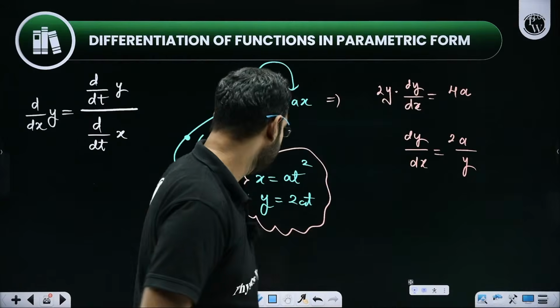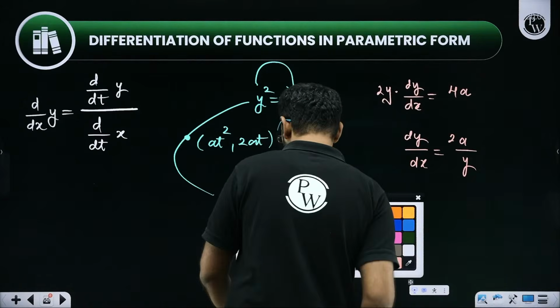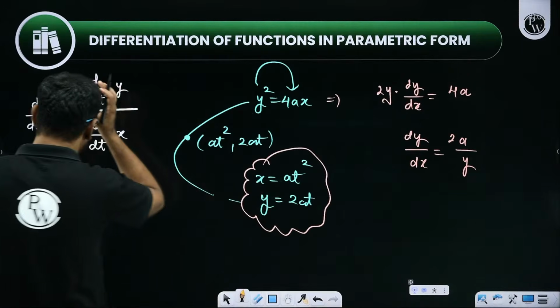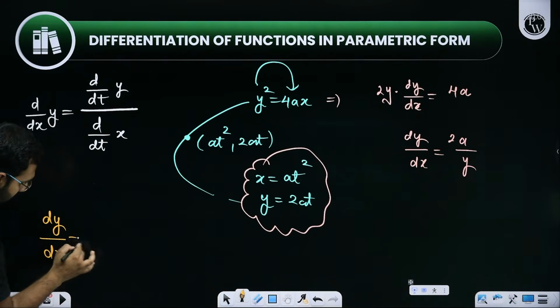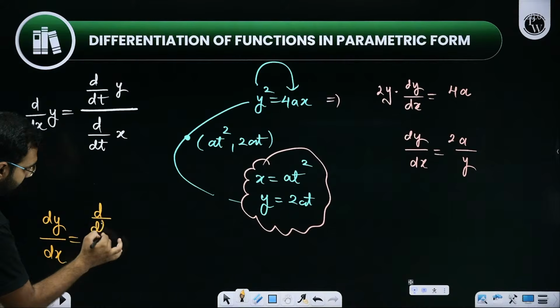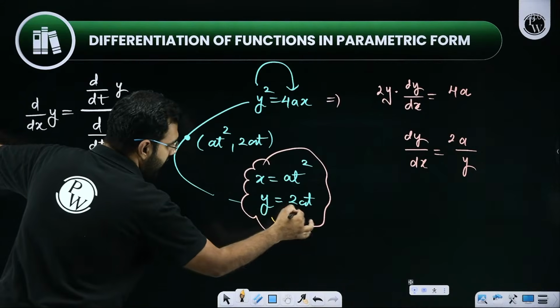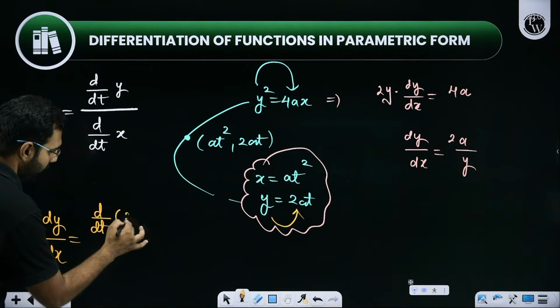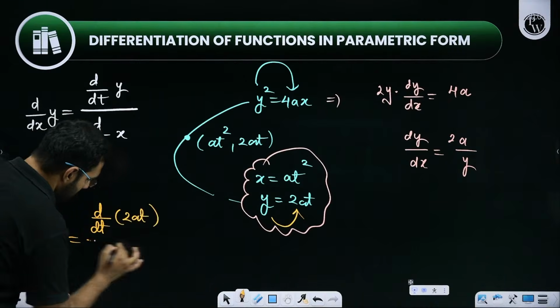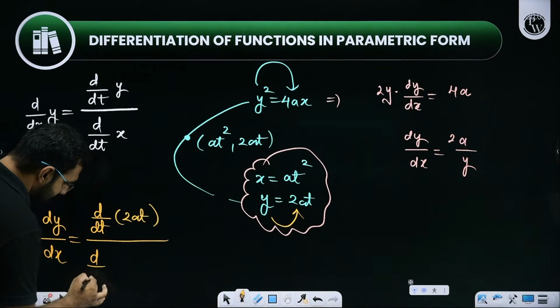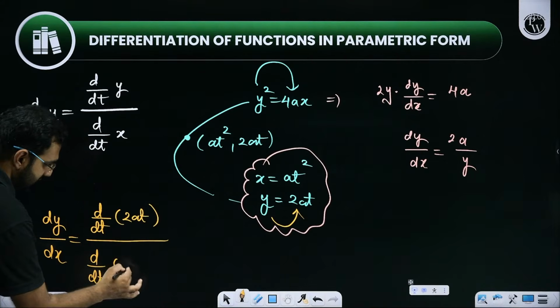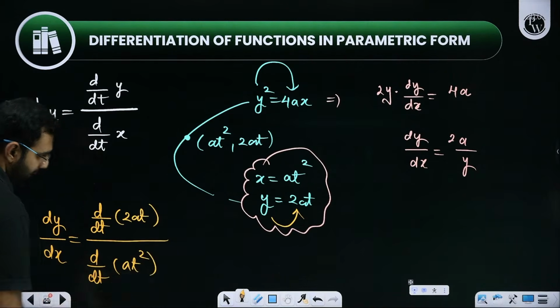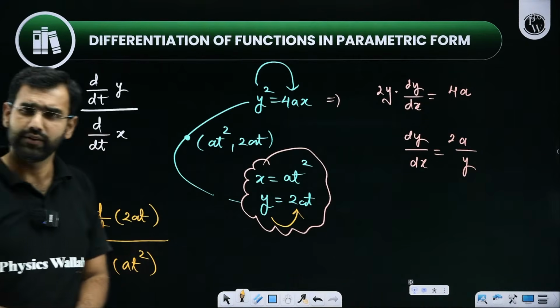So what did you just say? Okay, I'll explain it. What I'm saying is, I wanted to find dy by dx. So I am saying find d by dt of y, which is 2at, and find d by dt of this x, which is at square. Getting my point, everyone? Yes or no?